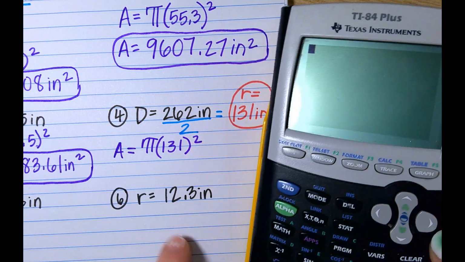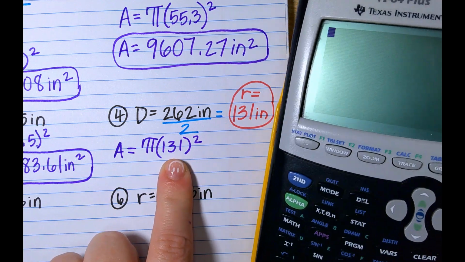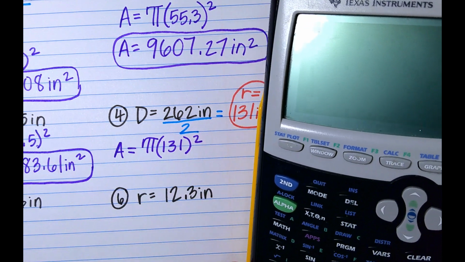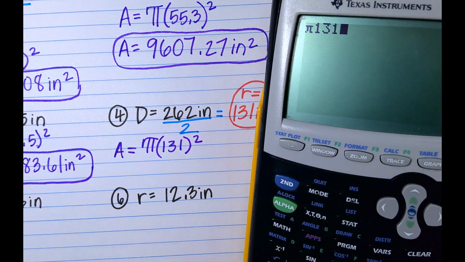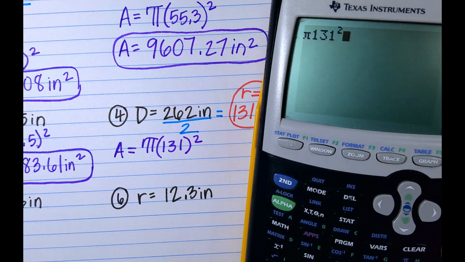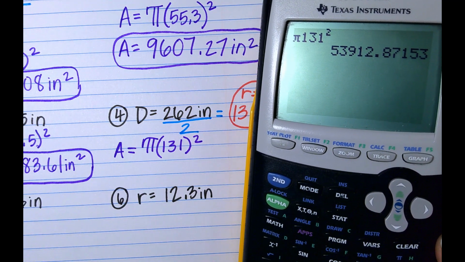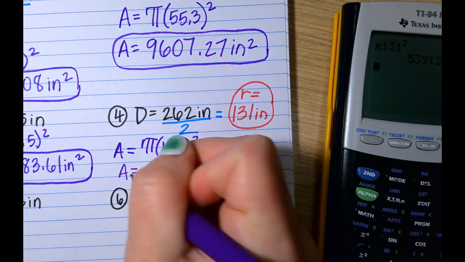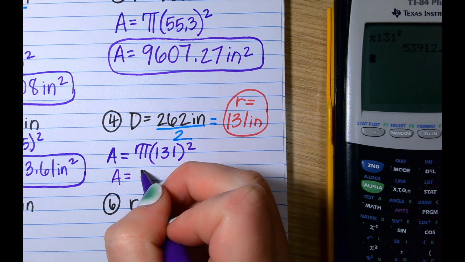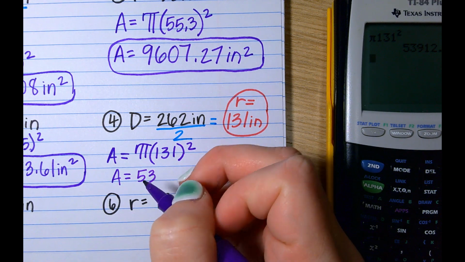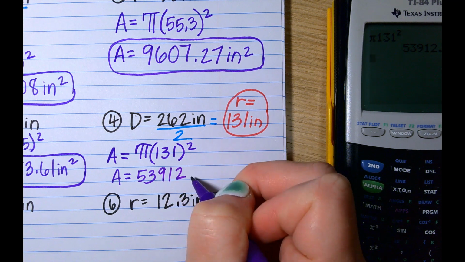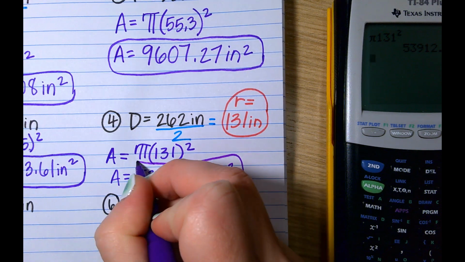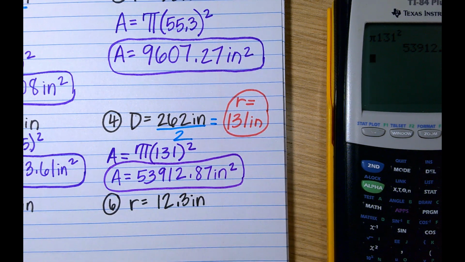Perfect. Okay, so now we're going to take that 131 in the area formula. So, second, pi 131 squared. Enter. Man, I got that. Good, good. Okay, so I'm going to write that answer. I missed the step, I guess. Oh, we figured it out. That's good. 53,912.87 inches squared. That is the area for number 4.